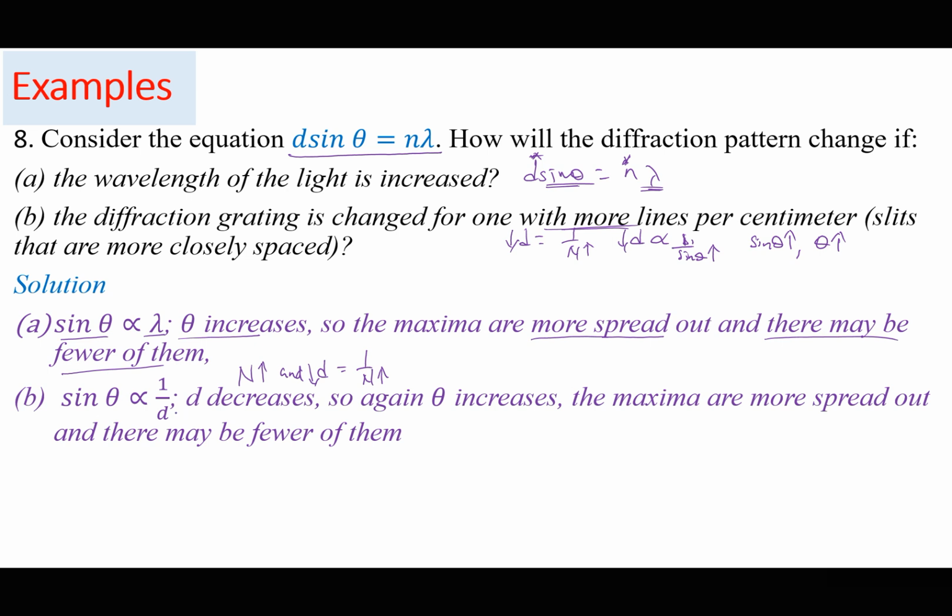And since d is inversely proportional to sine theta, when d decreases, sine theta must increase. When sine theta increases, it means theta also increases. So d decreases, so again theta increases, and whenever theta increases, it means the maxima are going to be more spread out, and whenever they are more spread out, only a few of them are visible on the screen, so only a few of them are seen on the screen.